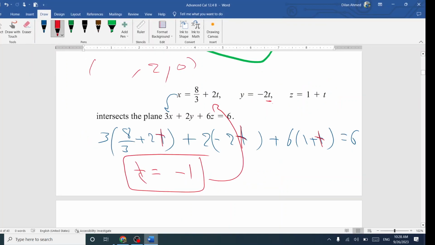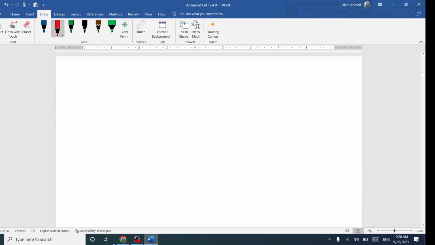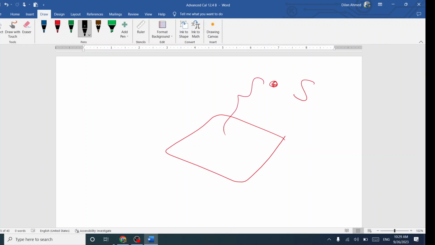So let me sketch for you. I have a plane. I have S. I want to find the distance. Here's the normal, here's the equation. We can find the normal. But we also need to find one point on the plane. So how do I get a point on the plane?